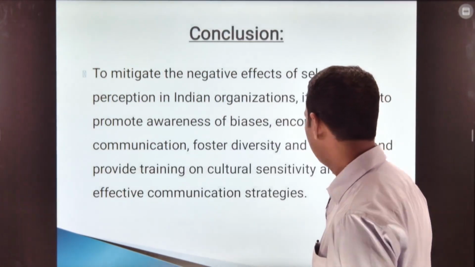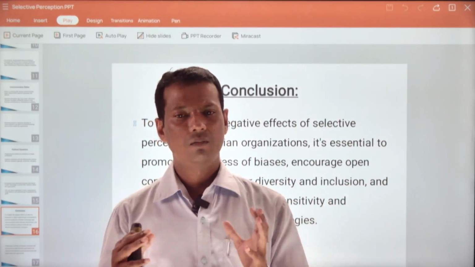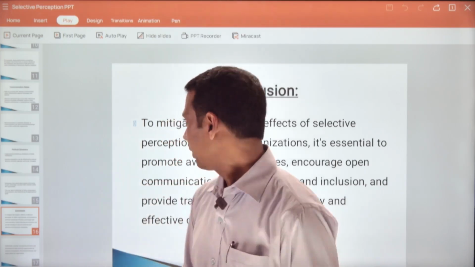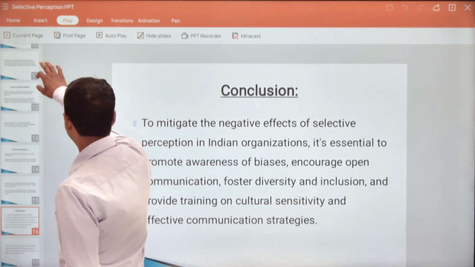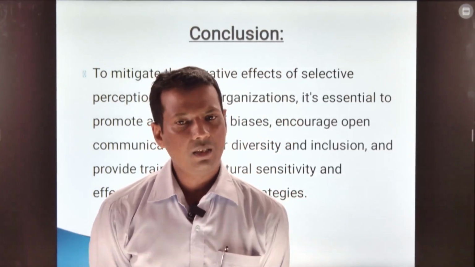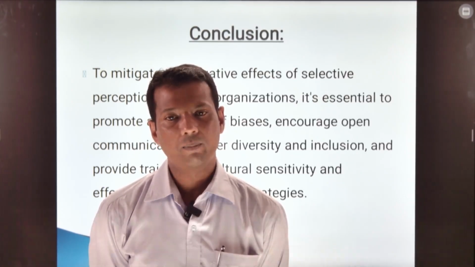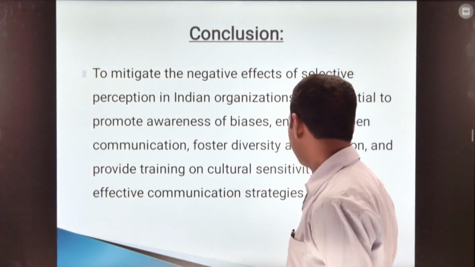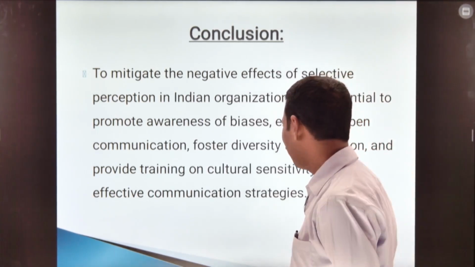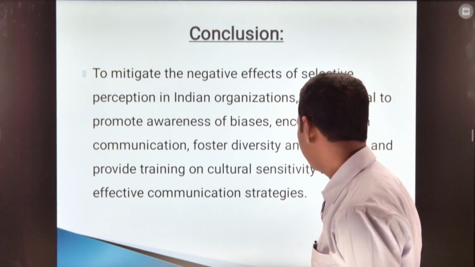Now, conclusion. If we are concluding after discussing a few slides about selective perception, what happens if there is selective perception? Selective perception is extremely negative for any kind of organization. It promotes bias. To mitigate the negative effect of selective perception in Indian organizations, it is essential to promote awareness of biases, encourage open communication, foster diversity and inclusion, and provide training on cultural sensitivity and effective communication.